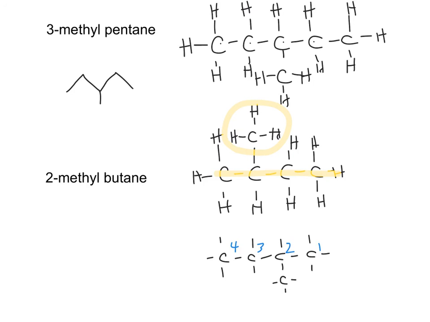And then if you were going to draw the line structure, the zigzag has 4 carbons, and then carbon number 2 has the side group. I could put it there, or I could put it there.